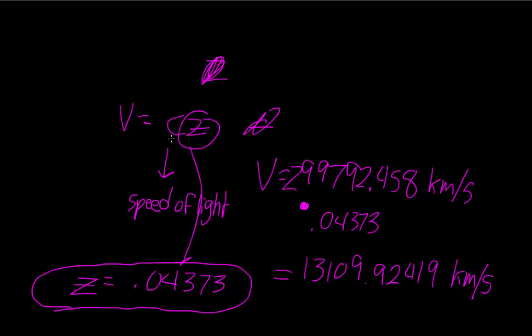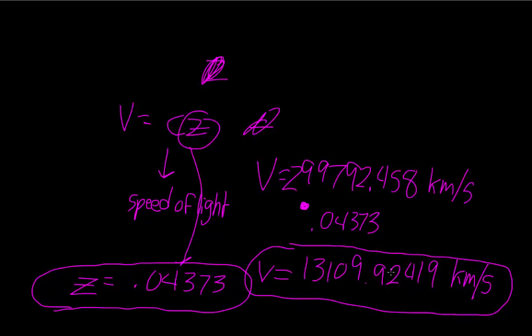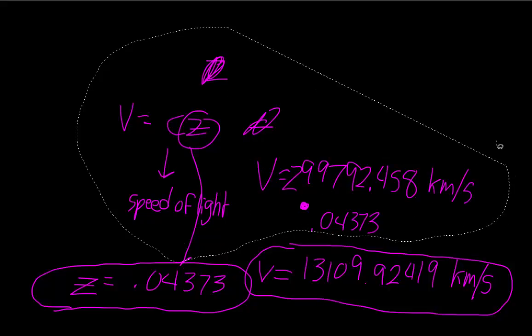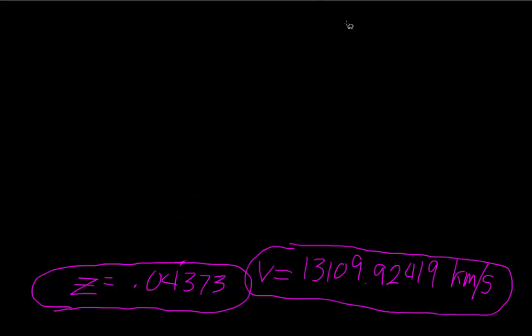That's because z is just a scalar value. It's constant and unitless, it doesn't have any units, so we keep the units kilometers per second. That is our velocity of the galaxy: v equals 13,109.92419 kilometers per second. And that is insanely fast. It just goes to show how fast galaxies travel and how huge and incredibly crazy outer space is. So now that we have z and v, we're ready to find our very last quantity, the distance, which is d.